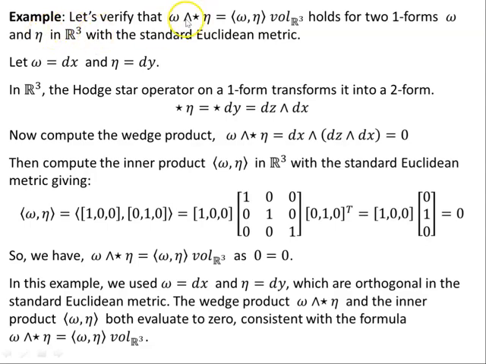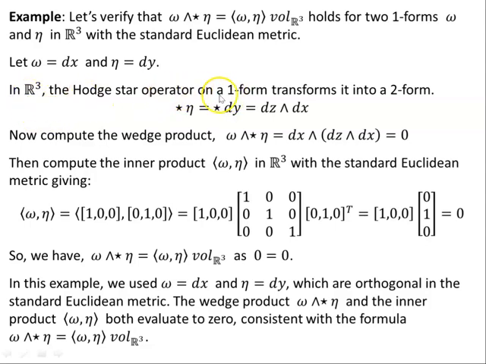Okay, so example: let's verify that omega wedge Hodge star of eta is the inner product of the k-form omega with eta, times the volume form for R3. Because we're just going to do this in R3, my apologies. It holds for two one-forms omega and eta in R3, so we're going to make them one-forms in this example, with the standard Euclidean metric in R3, which will just be the diagonal matrix with ones on the diagonal. So let omega be dx, a simple one, and eta be dy.